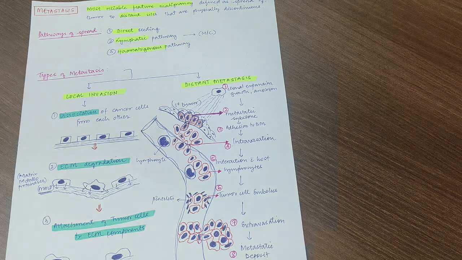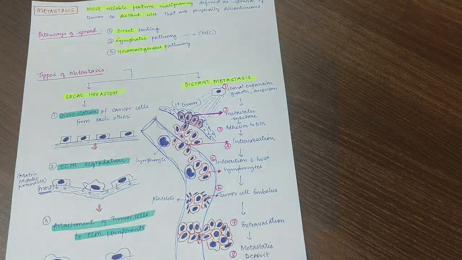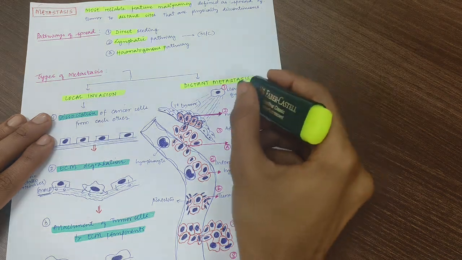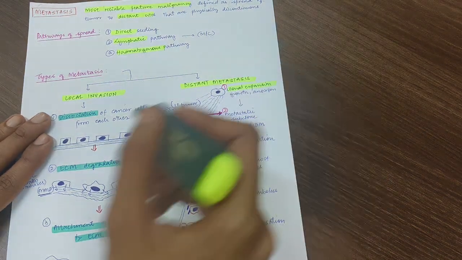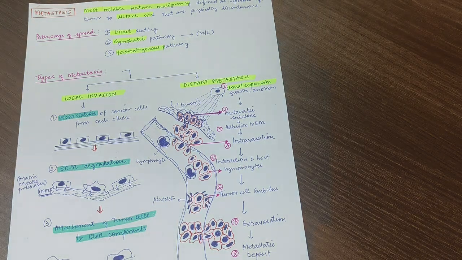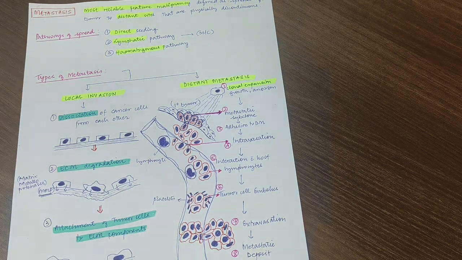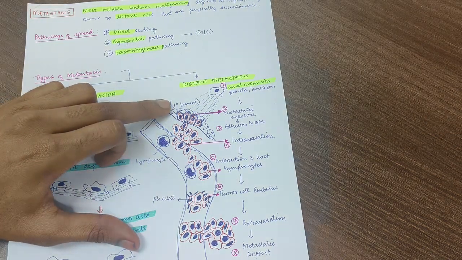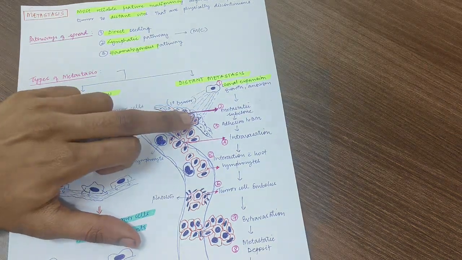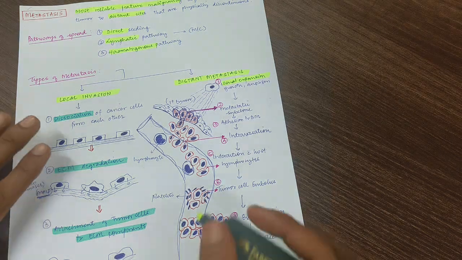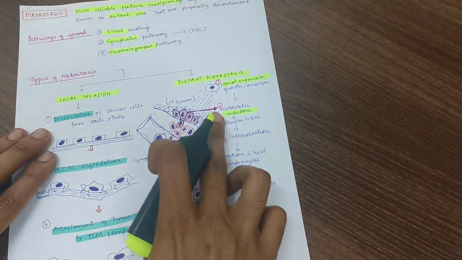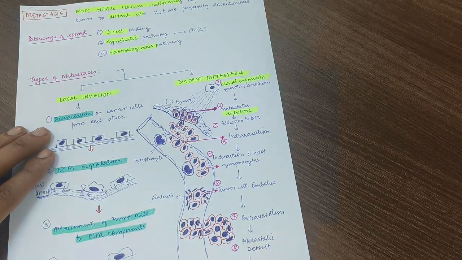Next is distant metastasis. In distant metastasis there are various steps you must remember. First is clonal expansion. There is one cell, called a clone, and that will lead to clonal expansion via growth and angiogenesis. Growth factors are activated and angiogenesis is also activated. From the primary tumor, which I have marked in red, a metastatic subclone is formed.